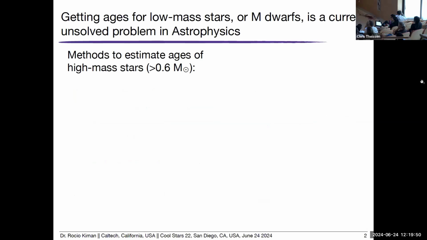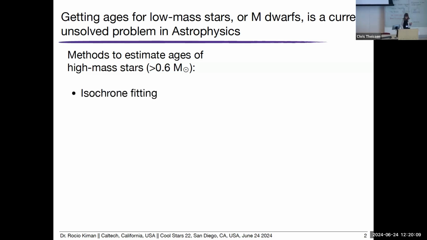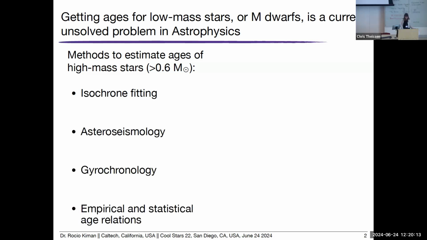So let's start by stating that ages of low mass stars, or M dwarfs, I might just use them interchangeably, is a current unresolved problem in astrophysics. So we have methods to measure ages of higher mass stars, which higher for me means higher than 0.6 solar masses. Those are methods like isochron fitting, astroseismology, gyrochronology, and empirical and statistical age relations.